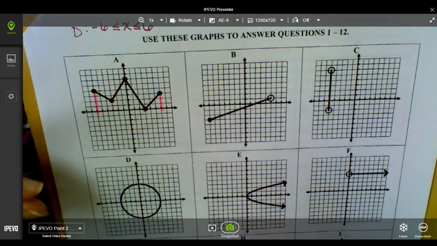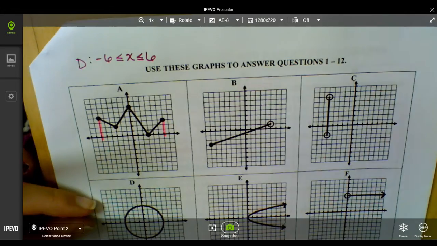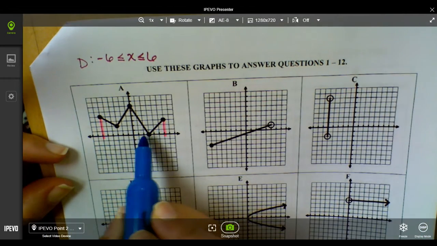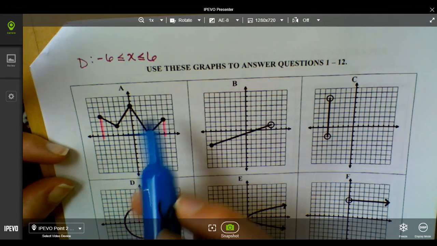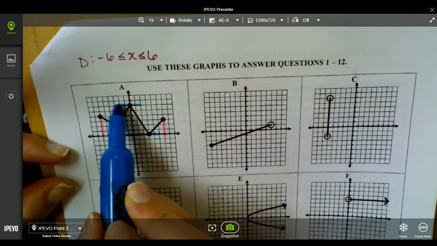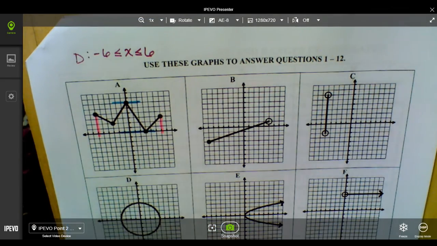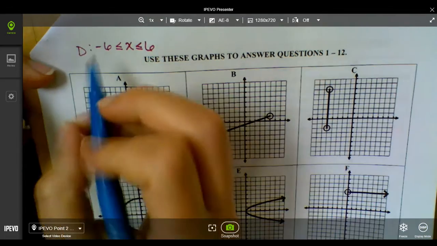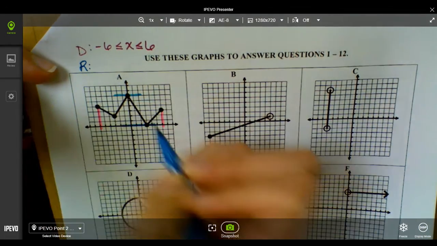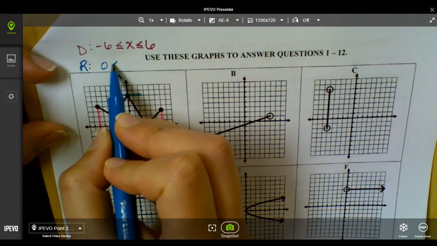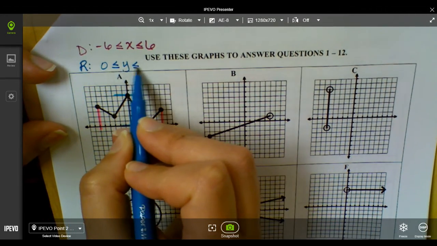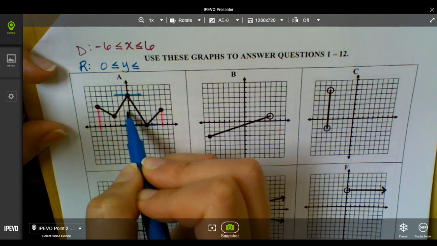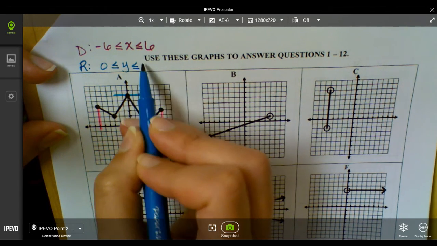And then when I go on to my range, I want my lowest point on the y-axis. So I'm just going to draw that down here. My lowest point is going to be 0. My highest point is going to be up here. So then my range, my lowest point is 0, so it's got to be 0 is less than or equal to y. And this y has to be less than 1, 2, 3, 4, 5, 6.